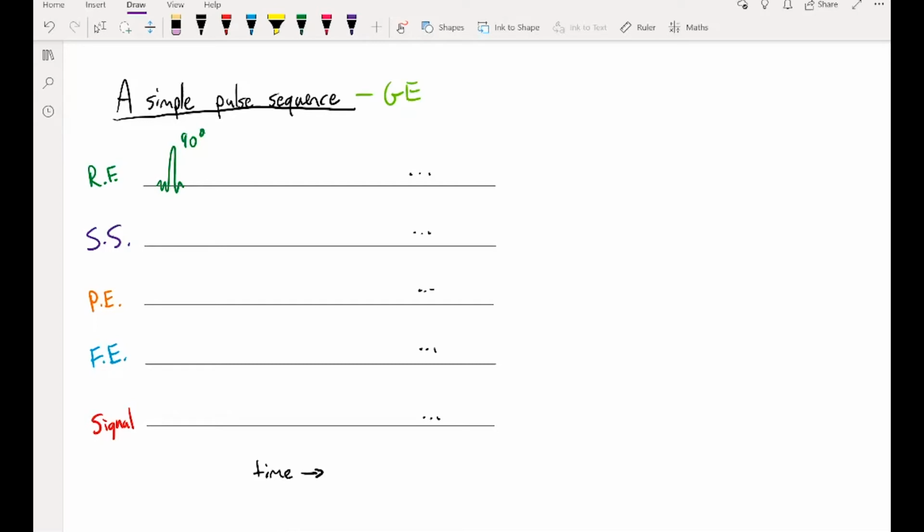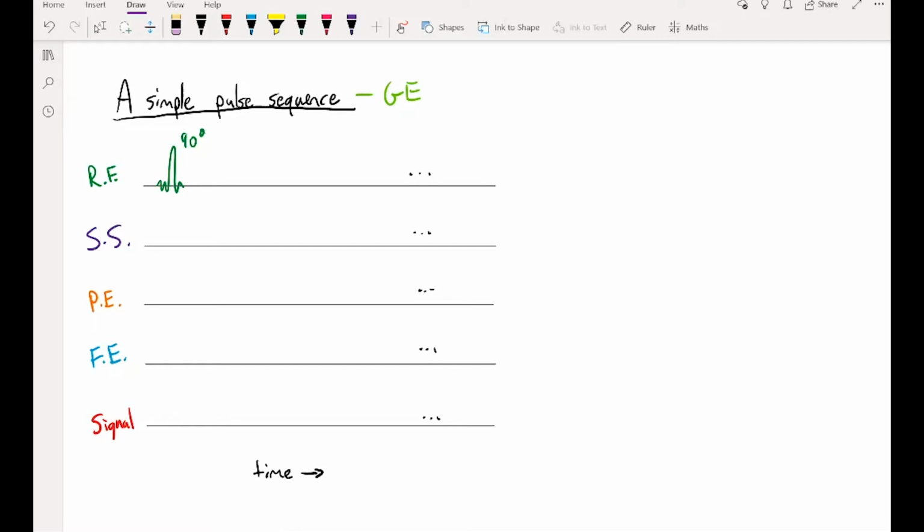And then the bottom line is when we are actually recording signal. Because we could record signal at any point after we've tipped the NMV into the transverse plane, but it's not really useful until later. So we have a line in this pulse sequence diagram to represent when we would actually acquire signal, to keep track of when we actually have meaningful signal to collect.